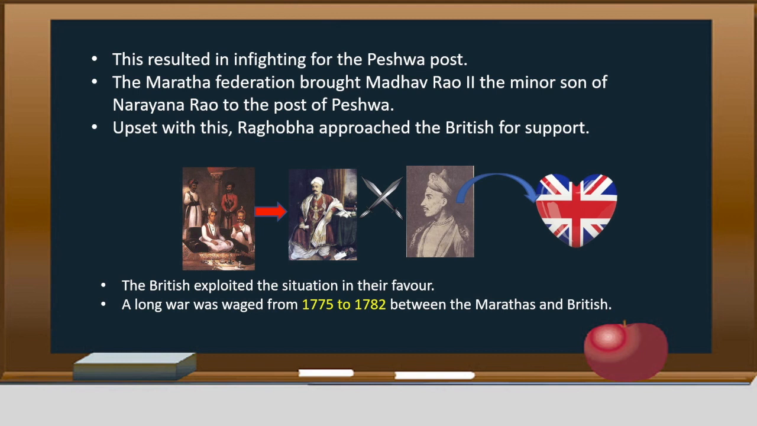The Maratha Federation, the Maratha Union, brought Madhavrao II, the minor son of Narayan Rao, who had been murdered by his uncle Raghunath Rao, to the post of Peshwa. Because of that, Raghunath Rao, Raghoba, was upset, and therefore he approached the British for support.